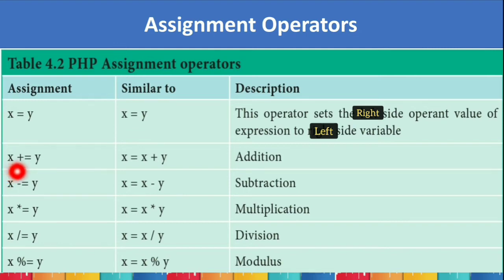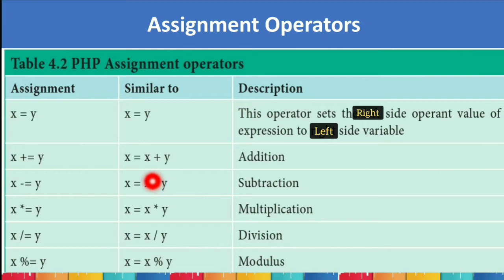Whenever you get x plus equal to y, you have to expand that expression, that is x equal to x plus y. You have to write the left hand side variable twice. In between you put the equal to sign. So addition, subtraction, multiplication, division and modulus, we all know how to do the calculation. The same thing takes place here. Only thing, the assignment operators have shorthand. Plus equal to means addition. Minus equal to means subtraction. Likewise, multiplication, division and modulus.